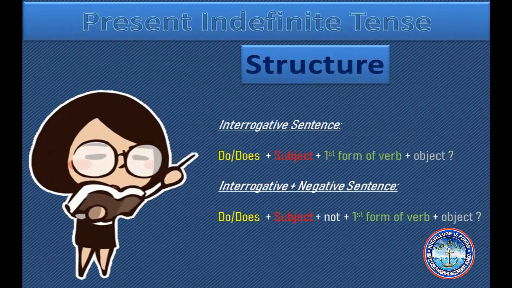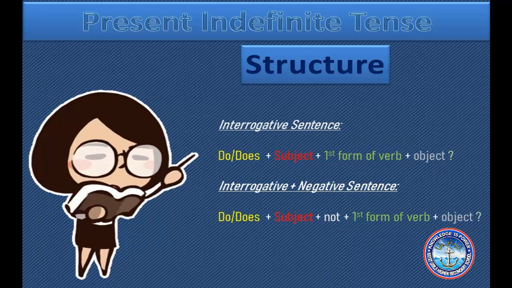After negative, here come interrogative sentences. In interrogative sentences, we make questions. Okay? So the structure is very simple. The helping verb comes at the beginning of the sentence, do or does, plus subject, plus first form of verb, plus object. After the object, the question mark is very important because it shows that it is an interrogative sentence.